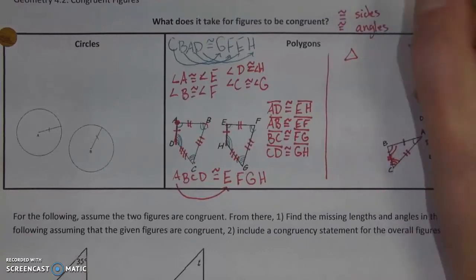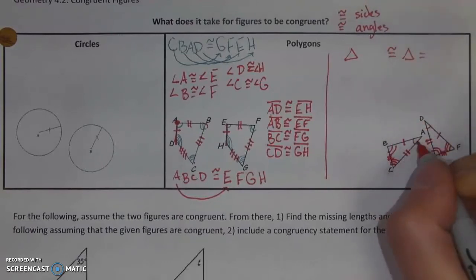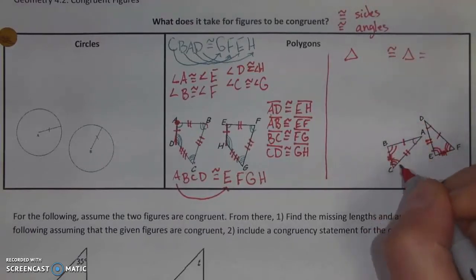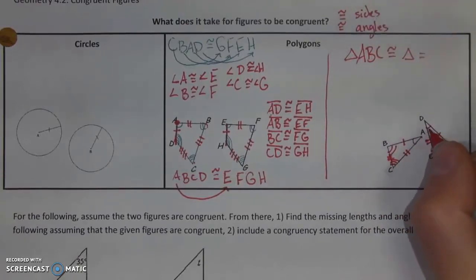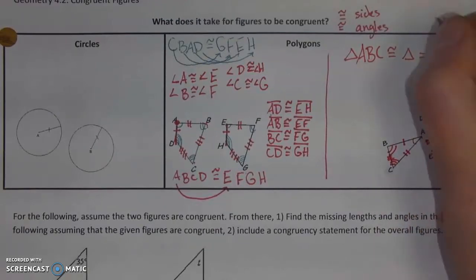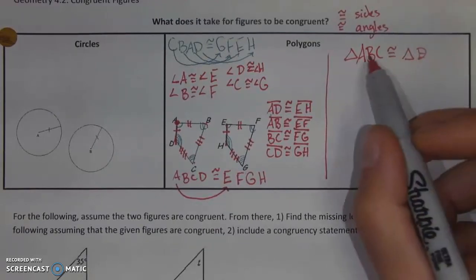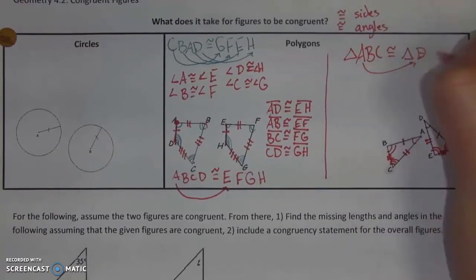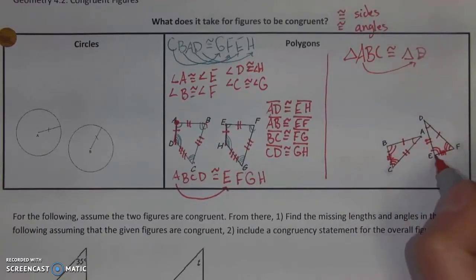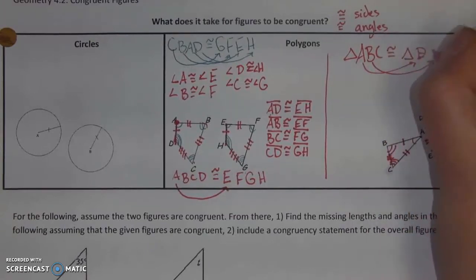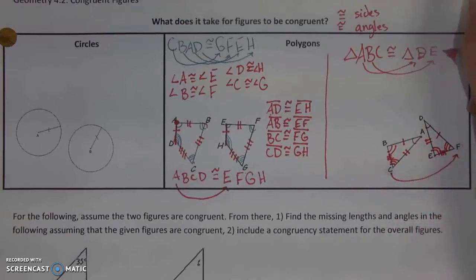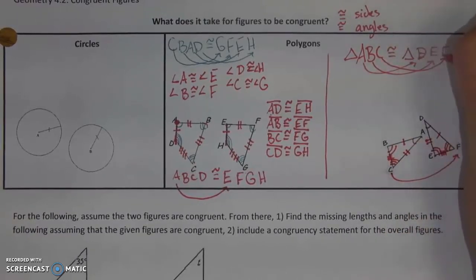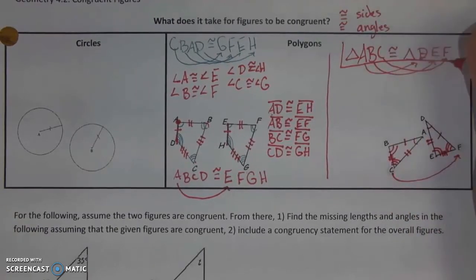Now, when you write your overall congruency statement, again, be careful that you have it in the same order. So let's start with this figure, and I'm just going to name it ABC because I like to be alphabetical. So A is congruent to D, so I'm going to write, instead of A, D. B is congruent to E, so instead of B, I'm going to write E. And last but not least, C is congruent to F. So I'm going to write, instead of C, F.